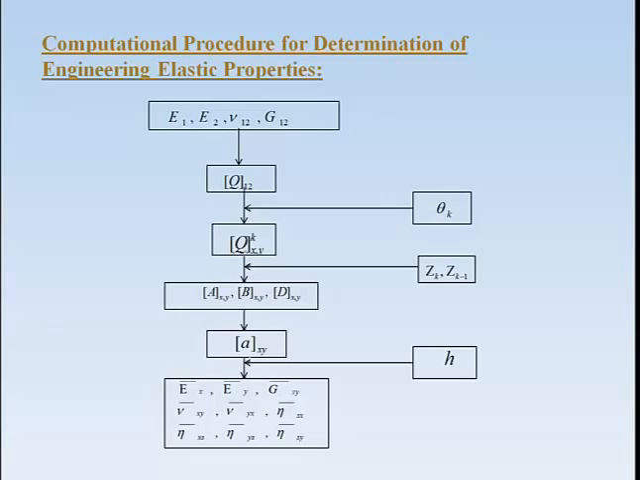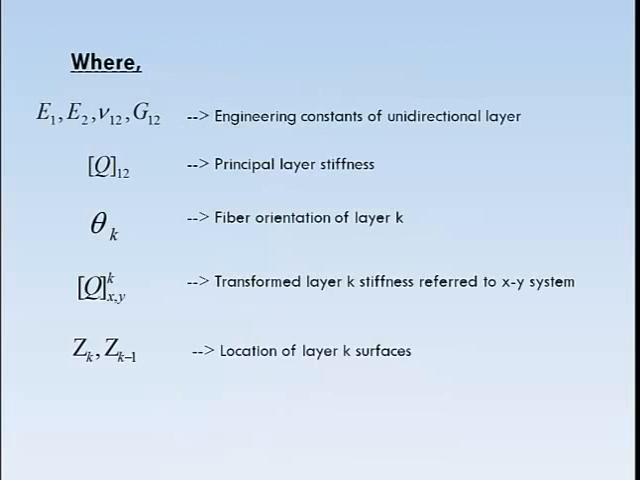Computational procedure for determination of engineering elastic properties. This is the flowchart: E1, E2, nu12, G12. Stiffness matrix Q12, QXY, matrices of AXY, BXY, DXY. Theta K represents the fiber orientation, ZK, ZK-1, alpha of XY, H.